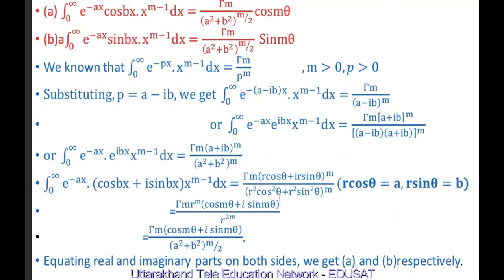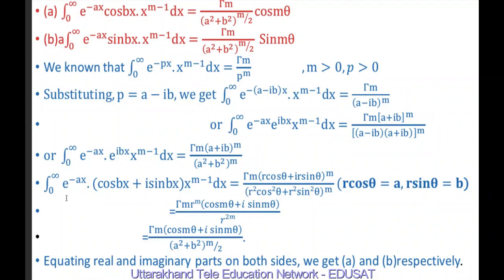In the denominator, if we take r square outside, it will be r raised to 2m. Inside we have cos square theta plus sin square theta, which is 1. So we are left with gamma m. Here it is r raised to power m, here it is r raised to power 2m. So in the denominator we are left with r raised to power m only. And so gamma m times (cos m theta plus iota sin m theta) over r raised to m. And r raised to m is nothing but, because r is under root of a square plus b square, it is (a square plus b square) raised to m by 2. Because r is under root of a square plus b square, and here the power is m, so this is m upon 2.